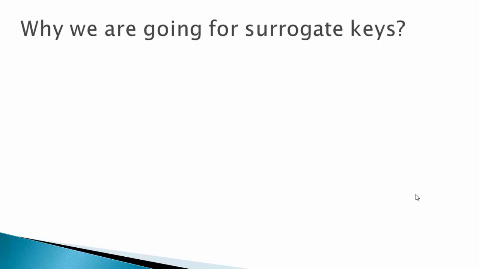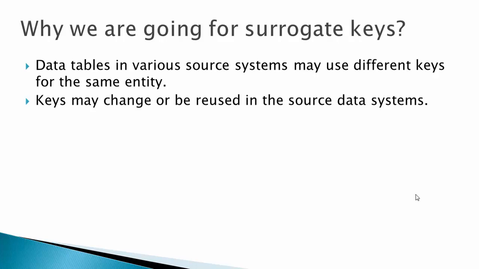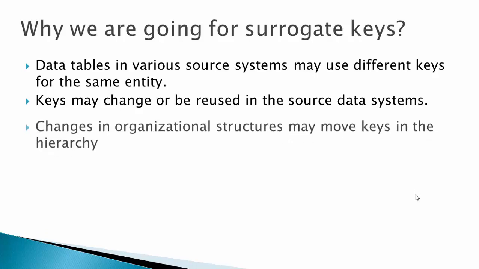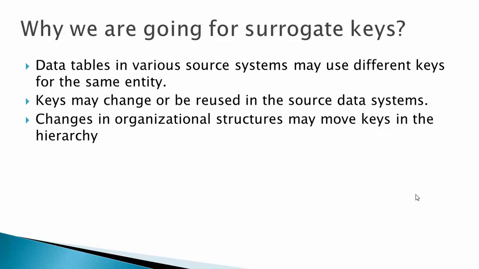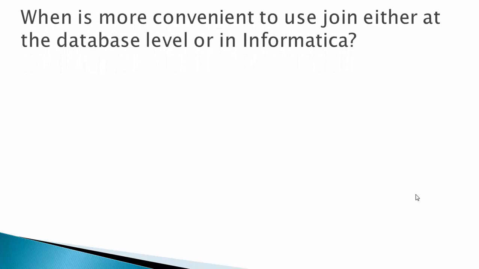The next question is, why do we go for surrogate keys? Very interesting question. The reasons why we go for surrogate keys: the data tables in various source systems may use different keys for the same entity. Keys may change or be reused in the source system, so duplicate keys might be possible if you don't use surrogate keys. Changes in the organizational structure may move the keys in the hierarchy. Because of all these reasons, we have to go for the surrogate key, which will be unique across. It doesn't matter whether you change the organizational structure or if there are duplicate key changes.